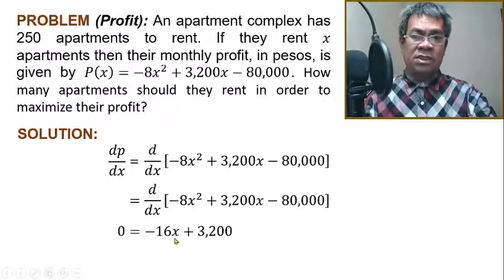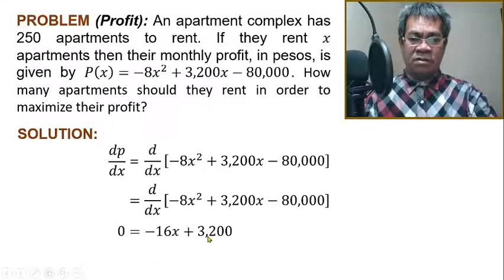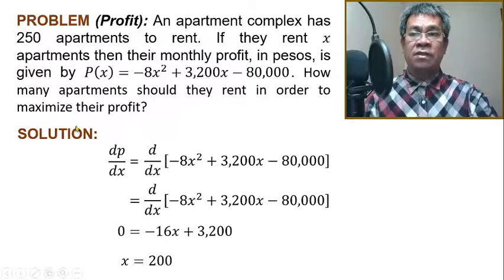And take note, this is the requirement: how many apartments should be rented in order to maximize the profit? So therefore, solve for x, transpose this one to the left side, then divide both sides by 16. The answer is 200. So out of 250 apartments, they need only 200.